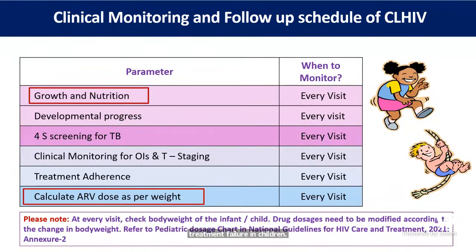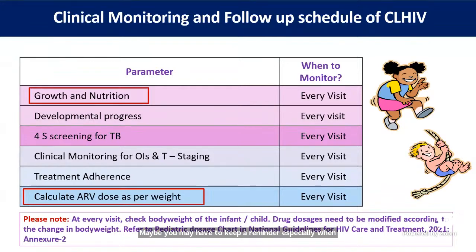Definitely adherence is an important cause. If you look at the cause list, the first will be adherence, and the second will be underdosing, because we tend to ignore optimization of ART dosages as per the weight band, especially in the initial stage of ART initiation, when the child is bound to gain rapid weight. So please, at every visit, check the body weight of the infant and child. Drug dosage needs to be modified according to the change in body weight.